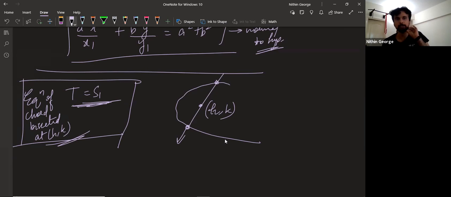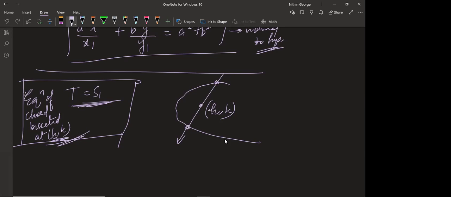What is S1? S1 is when you put the point h comma k into the equation directly. What is T? When you put the point into the equation in a specific fashion, x square will be xx1, 2x will be x plus x1, and so on. Okay. Following till here? Guys, any doubts here?